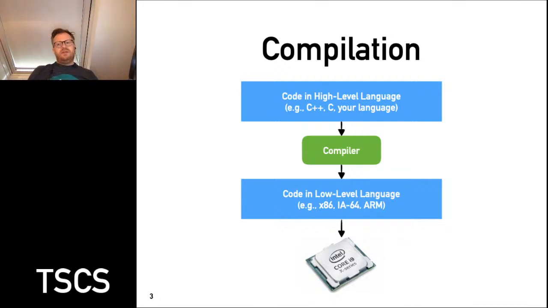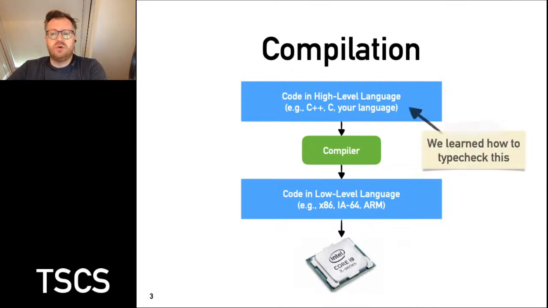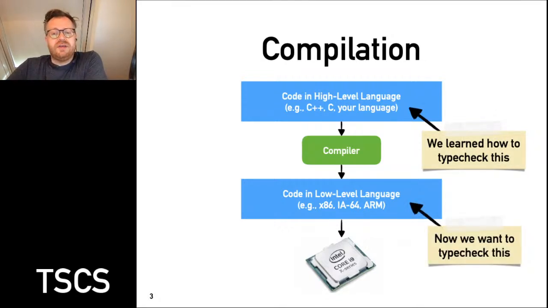So this is the typical thing that you know also from other lectures, as well as your own observations when you compile programs down, let's say with LLVM or similar things. Then you would probably have that. So we learned how to type check this, and now we want to type check this. And as you already might know, these are not languages that are typed. Like x86 is a language that does not have a type system in itself, and ARM neither.